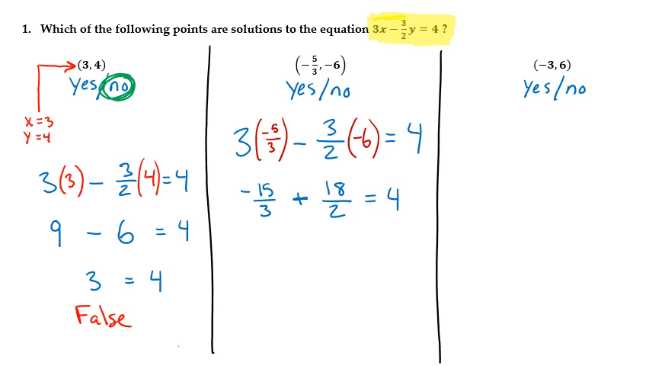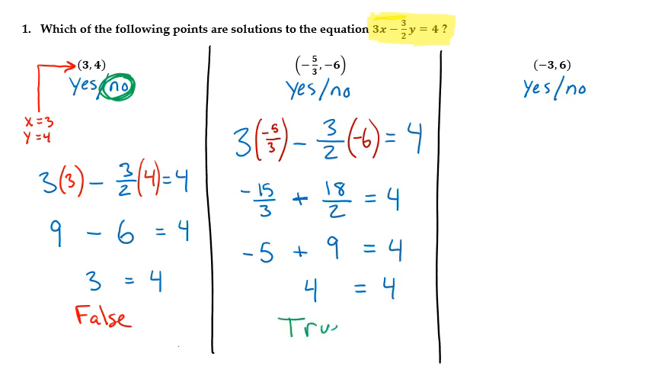Is equal to 4. Is that true? Well, 15/3. These are both whole numbers. They look like fractions right now, but they're whole numbers. 15/3. Remember, fraction means division. So 15 divided by 3 is 5. So that's -5. Plus 18/2 means 18 divided by 2, which is 9. And if you take -5 and you add 9, you get 4. So we end up with 4 equals 4.